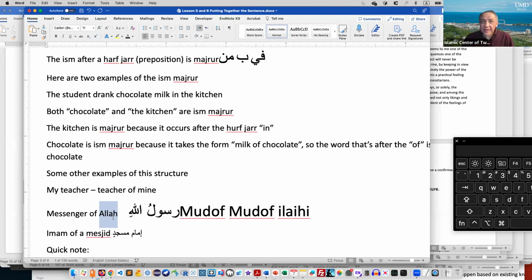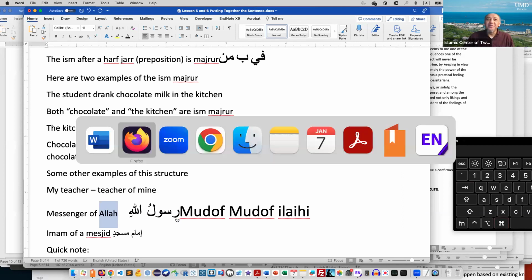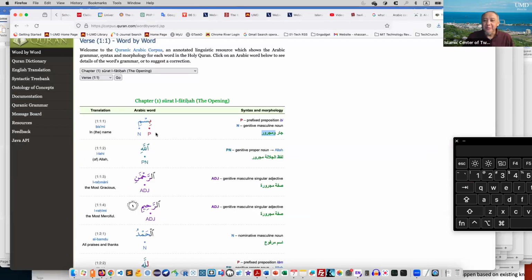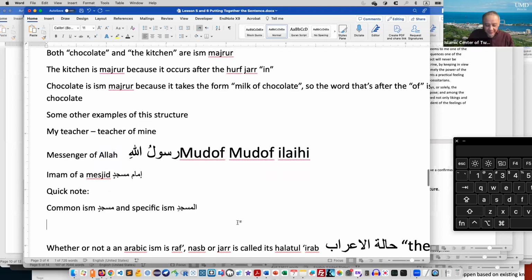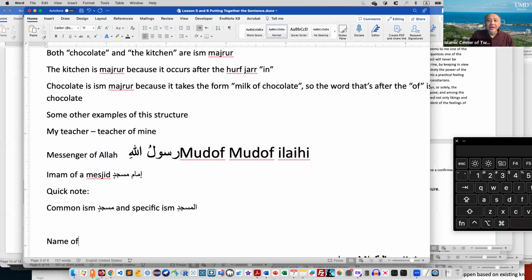Rasulullah. Why? Because it's after "of". But just now, where is the "of"? Where is Bismillahi? Allahi, yeah, exactly. Where is the "of"? What do you guys think? Name of Allah. Everybody got that? Ism, name of Allah.